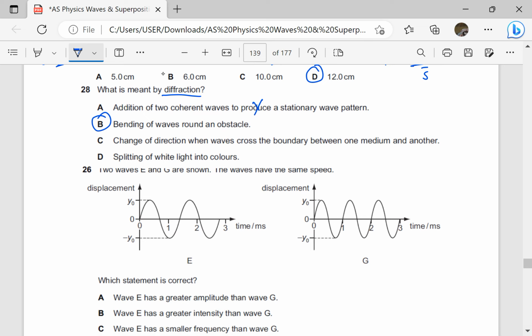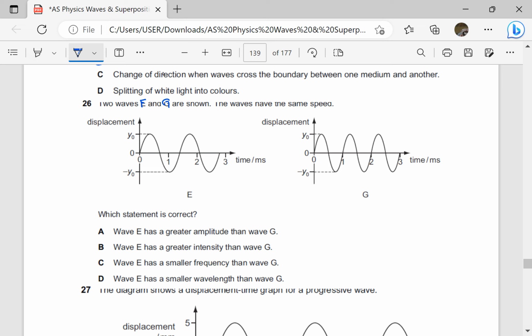Two waves E and G are shown. Which statement is correct? So it is displacement against time. They have the same speed. So let's first check the wavelength or the frequency. So you notice that the frequency of this wave is greater than the frequency of this one, because we have more cycles in 3 milliseconds than this one here.